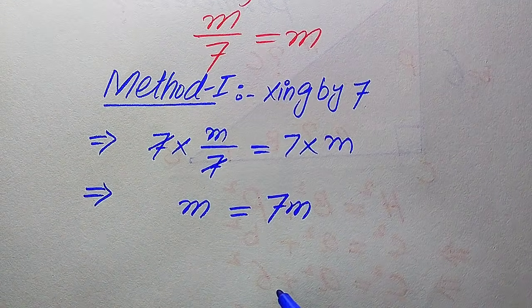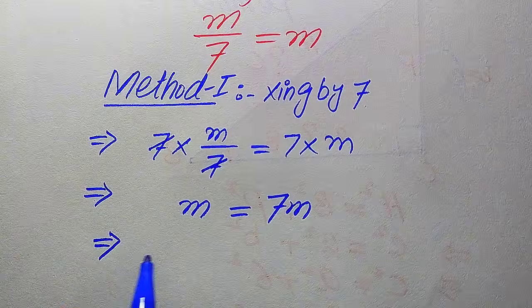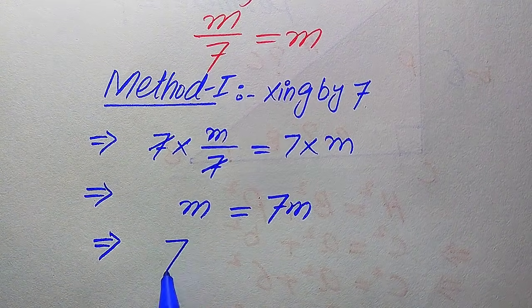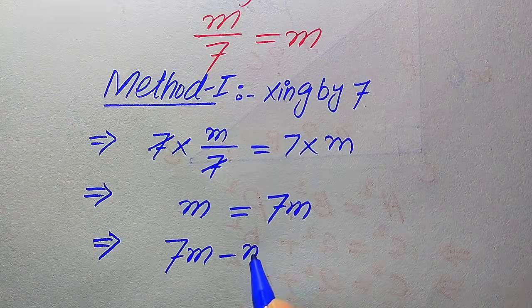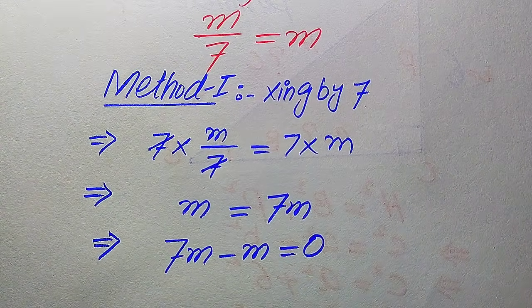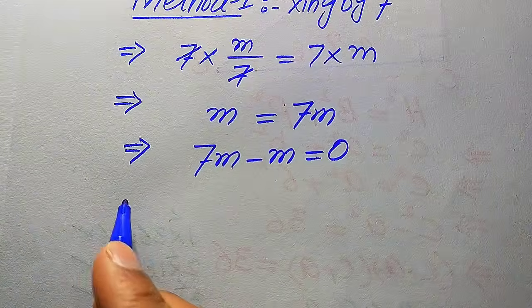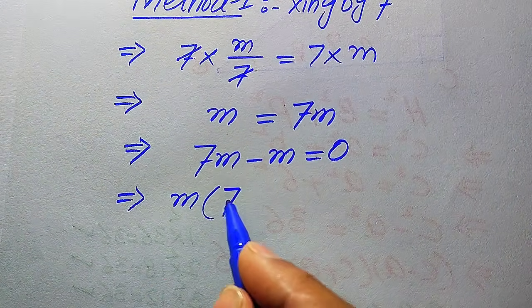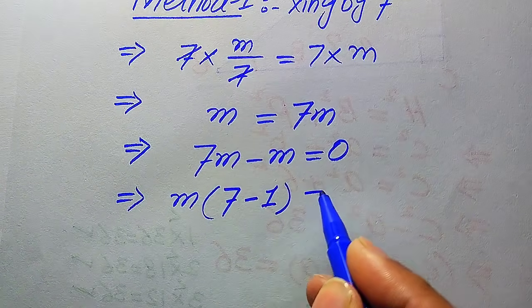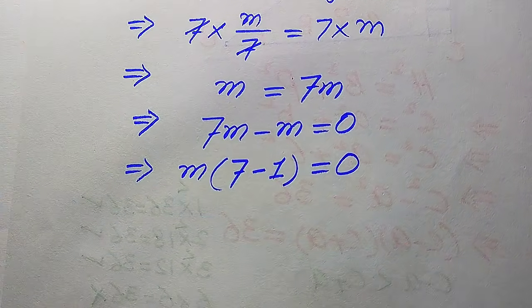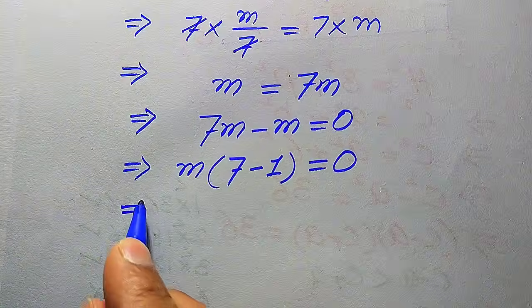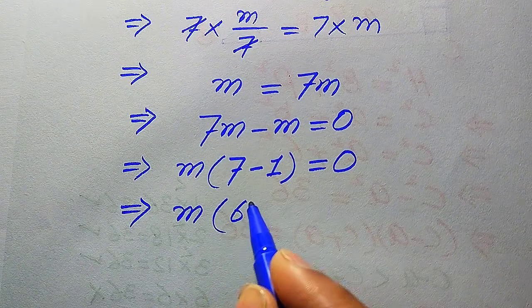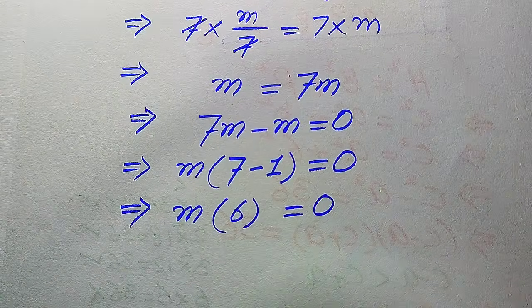And further in the next step, we move all the variable terms to the right hand side. This is positive m, when we move it to the right hand side it becomes negative m, and this whole equation is equal to 0. Now in the next step, we need to take m common from here, and when we take m common, the remaining values are 7 minus 1, and this whole equation is equal to 0. So further we have m times 7 minus 1, which becomes 6, is equal to 0.